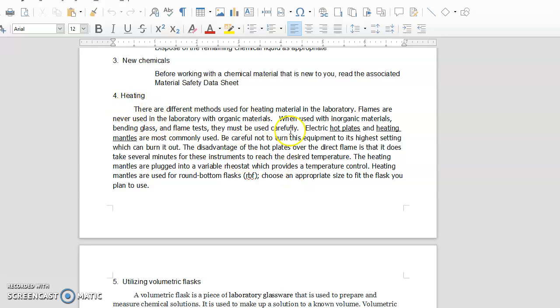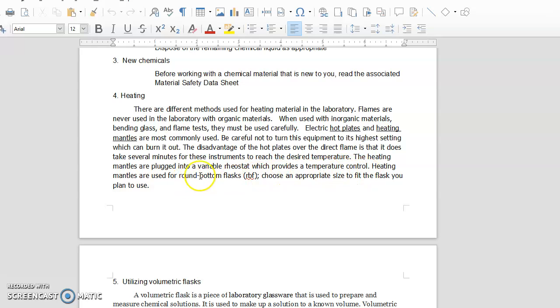Heating things up. Flames are never used with organic materials, of course, because they will ignite. With inorganic materials, bending glass, flame tests, you use that flame very carefully. Electric hot plates and heating mantles are the most commonly used when heating organic materials. Be careful not to turn this equipment to its highest setting, which can lead to a burnout of the hot plate itself. The disadvantage of hot plates over the direct flame is that it does take several minutes for the instruments to reach the desired temperature.